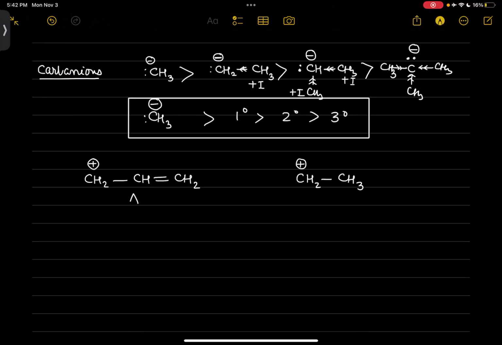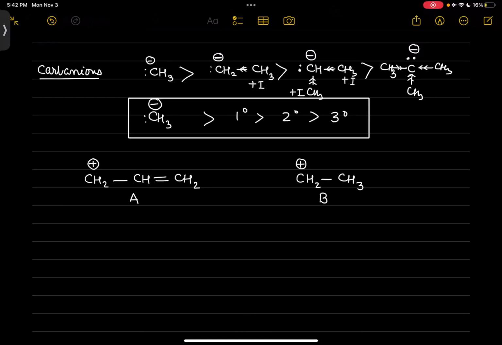Which carbocation is more stable, A or B? And what are the effects which are stabilizing it? So A is more stable. Yes. Why?